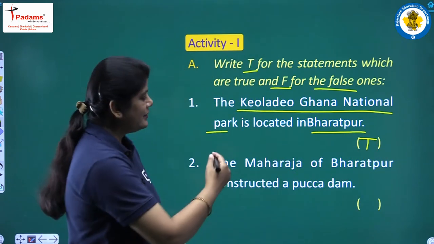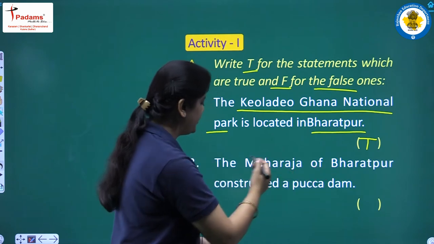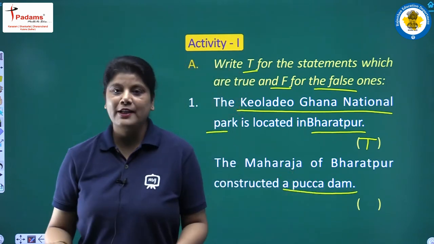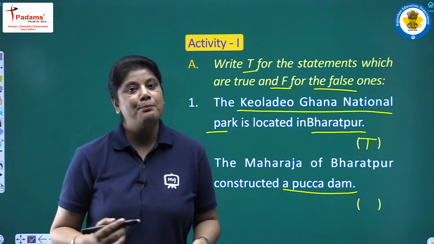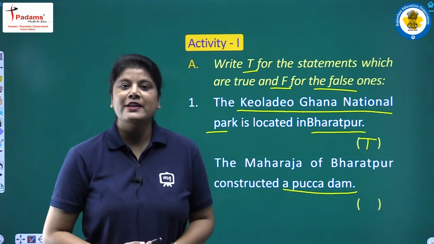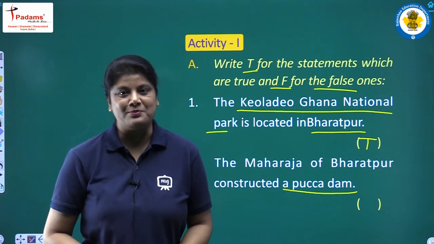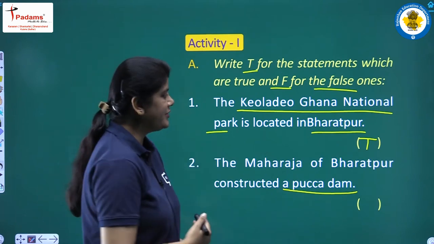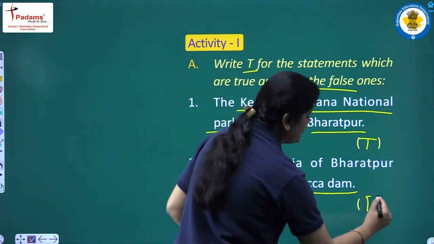Next is, the Maharaja of Bharatpur constructed a Pakka dam. Bharatpur ke Maharaja ne Pakka dam construct karwaya tha ya Kaccha dam? He constructed Kaccha dam. So this statement is false. So we will write here F.